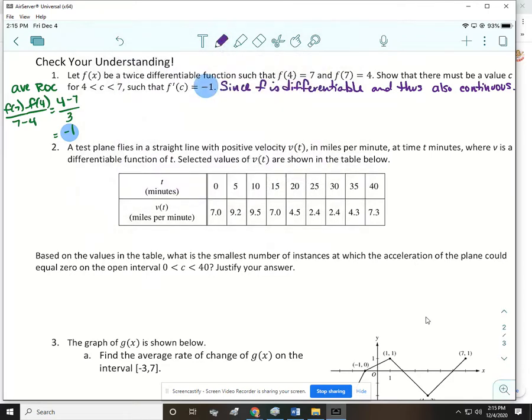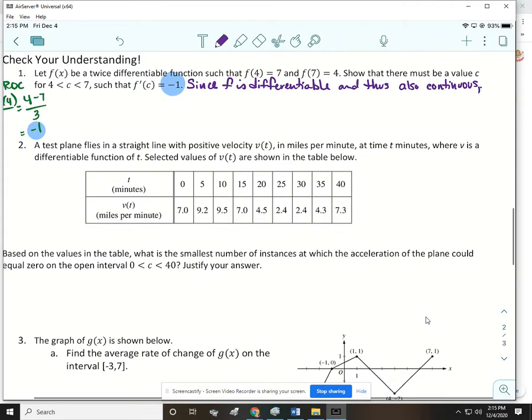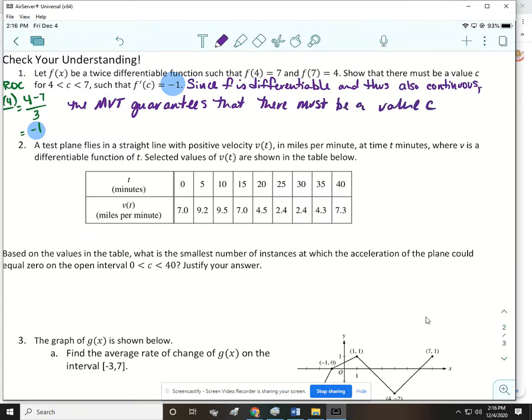All right, so we're going to continue the statement. Since f is differentiable and thus also continuous, the mean value theorem guarantees that there must be a value c on our interval, 4 is less than c is less than 7, such that f prime of c equals that average rate of change that we just found.